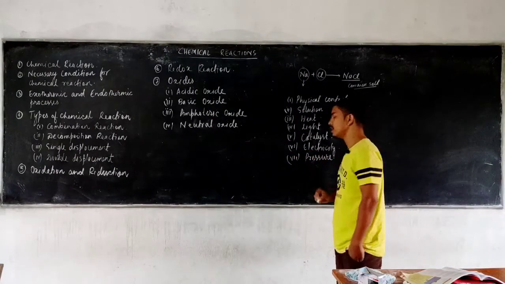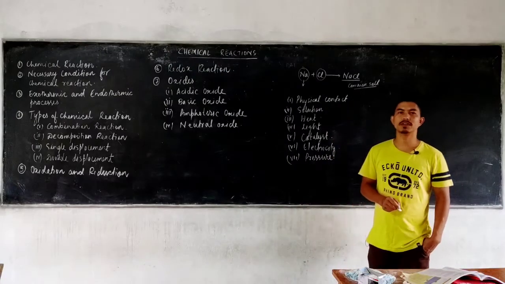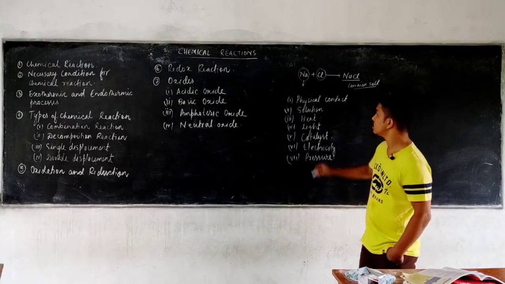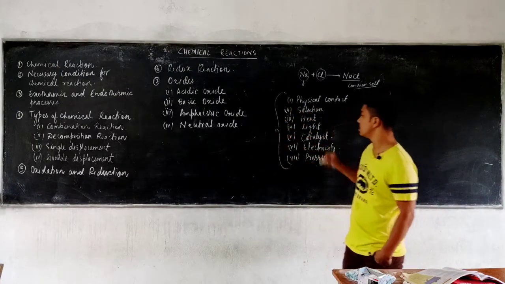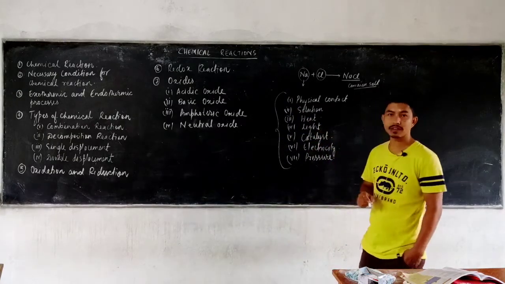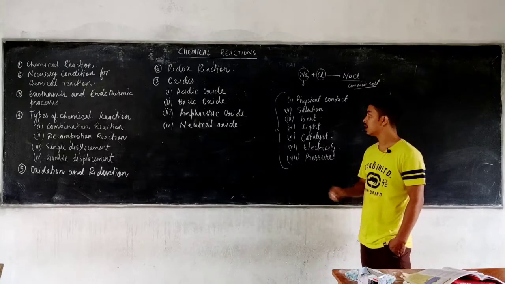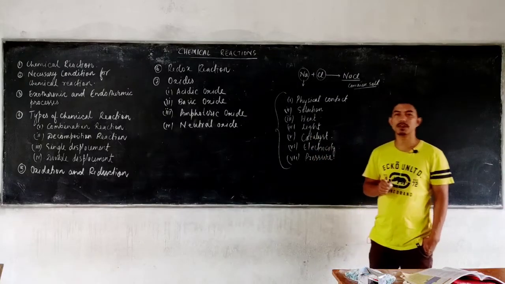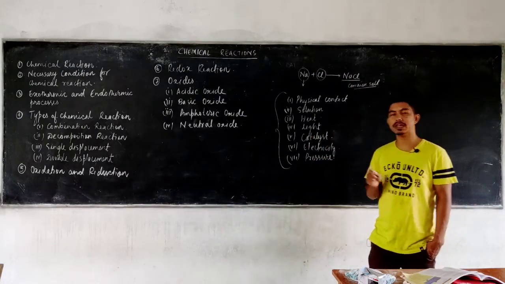Okay, so some chemical reactions occur only when a high pressure is applied to the reactants. So these are some of the necessary conditions required for chemical reactions to occur. That means the two reacting substances must be in physical contact. Sometimes they must be in solution form. Sometimes heat energy is required.